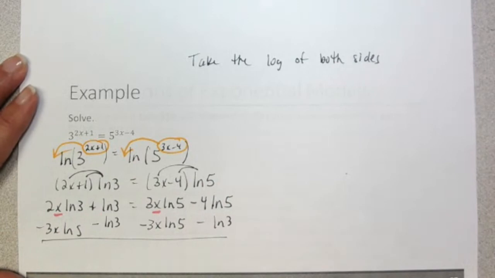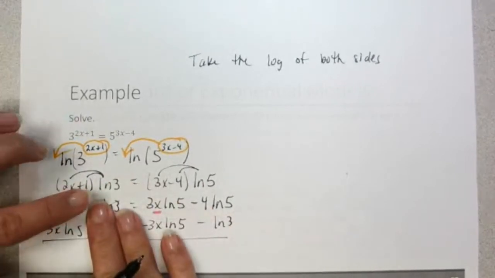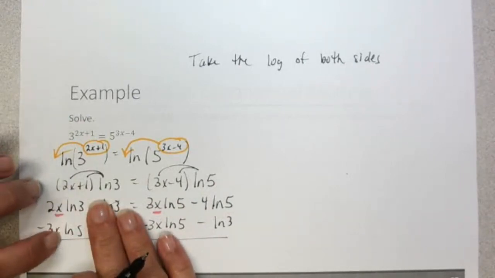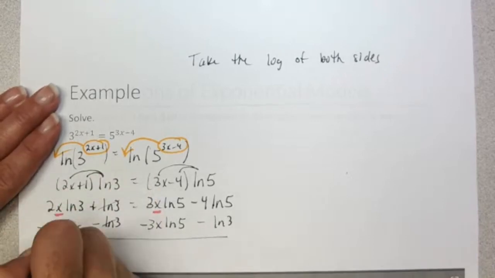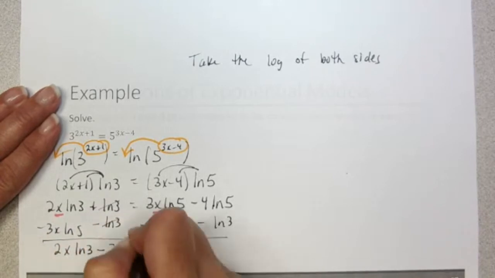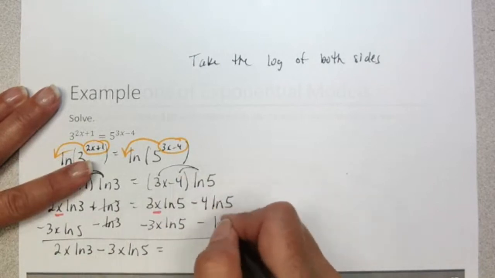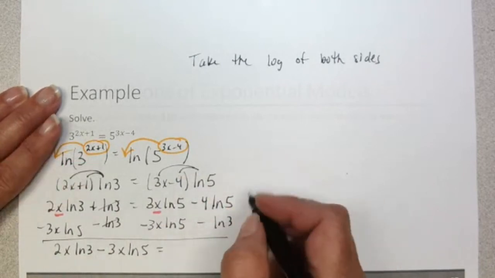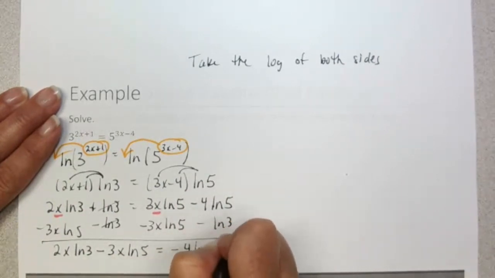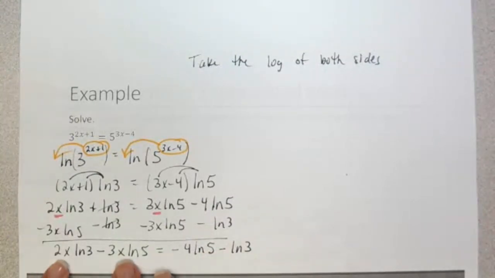Okay, and what do I have left then? Let's see, these guys add out. On the left-hand side, 2x natural log of 3 minus 3x natural log of 5. Well, those are not like terms, right? Natural log 3 and natural log 5 are different, so I can't combine them. I'll just write it: 2x times the natural log of 3 minus 3x times the natural log of 5, and that's going to be equal to what? What do I have over here? Can't combine those either, they're not like terms as they are right now. So that's going to be equal to negative 4 times the natural log of 5 minus the natural log of 3. All right, so I've got both terms with the x on the left.